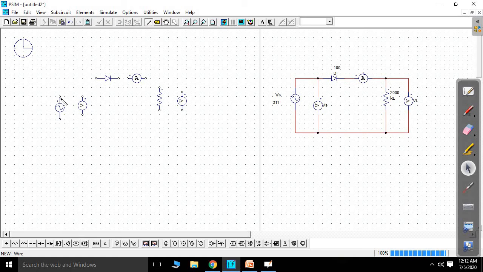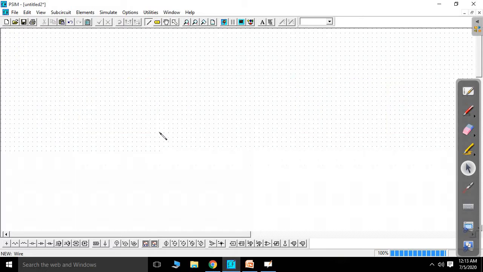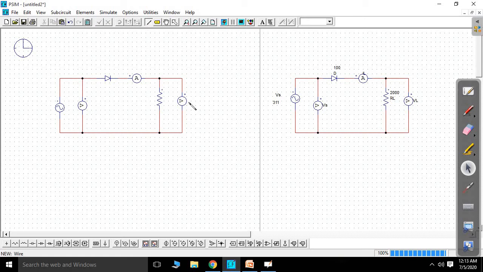Now I will connect it. Supply voltage is connected to the diode, diode is connected to the ammeter, ammeter is connected to the load. Again the load is connected back to the supply voltage. The circuit will be completed here. Let us connect the voltmeter across the supply, then again connect the voltmeter across the load. So I have connected a voltmeter.